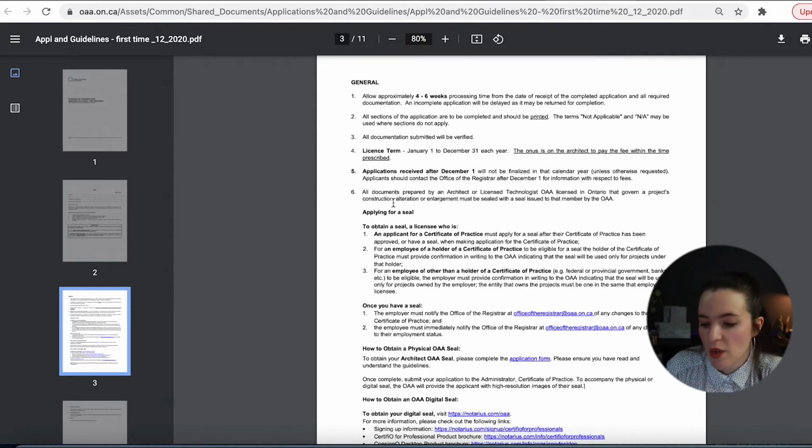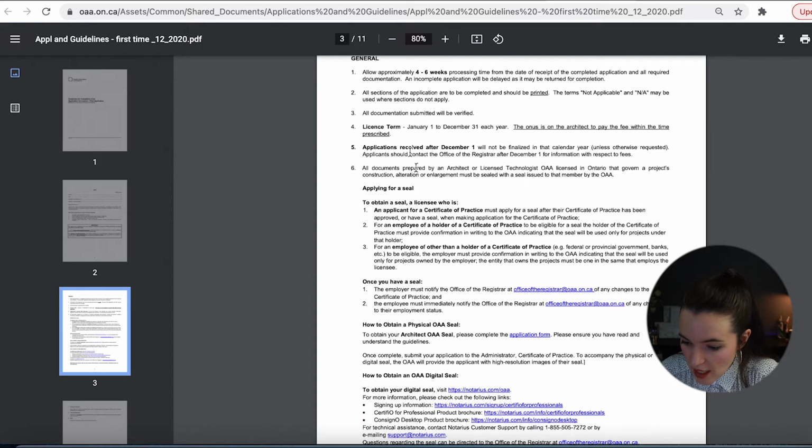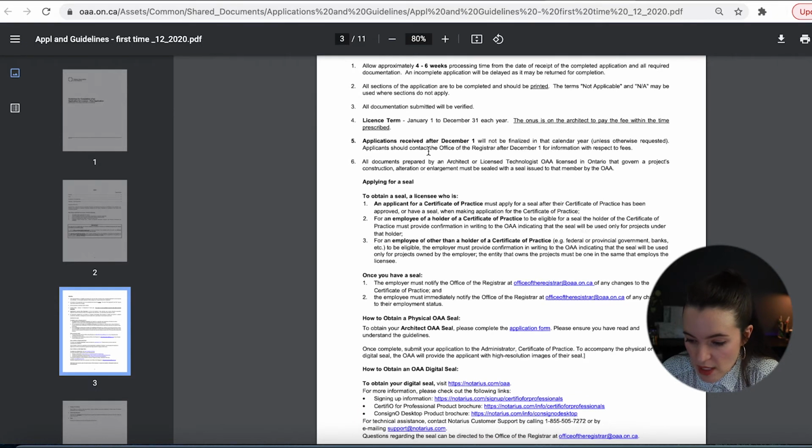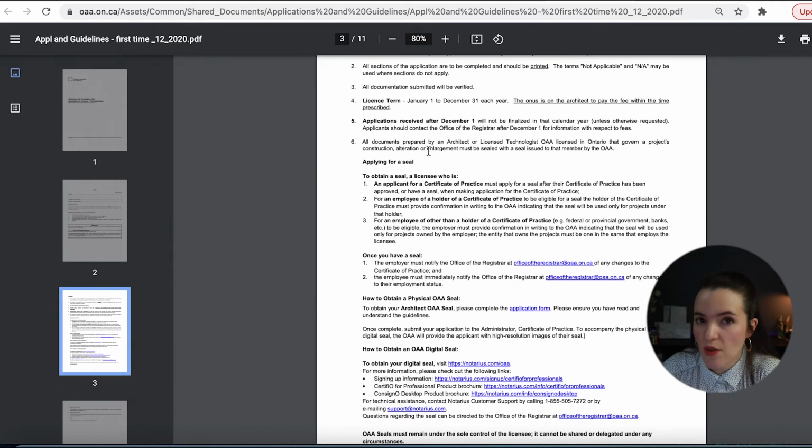It takes about 4 to 6 weeks from the day that you do submit your application for it to get approved and become official. All of the sections of the application need to be completed and printed, and the documentation that you do submit to them will be verified. And it's verified there's several levels through the verification process, so they really do go through all of the documents. So the license term, they have a license term which goes from January 1st to December 31st of each year. And that's how the fees work as well. So that's important to note, and so on.